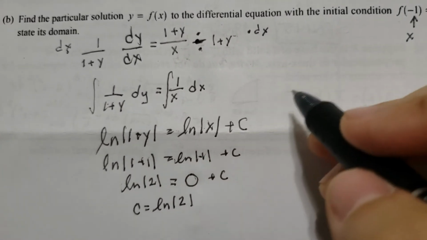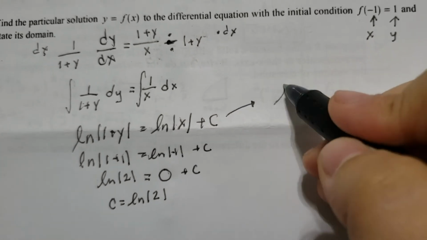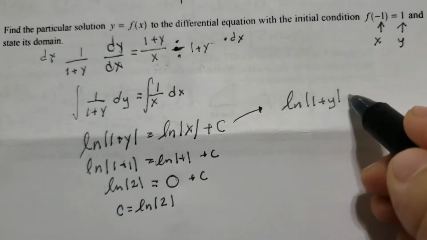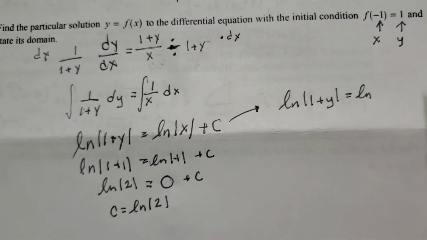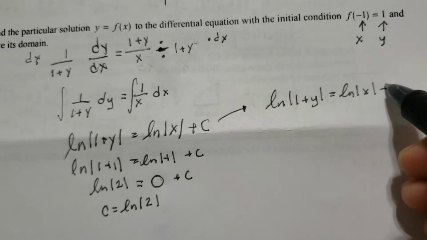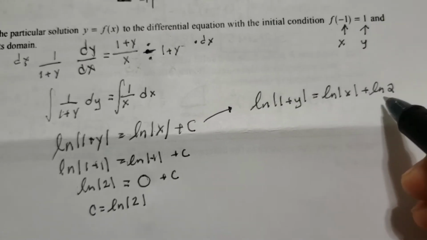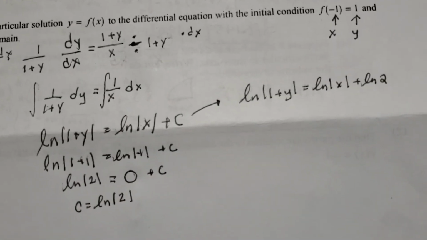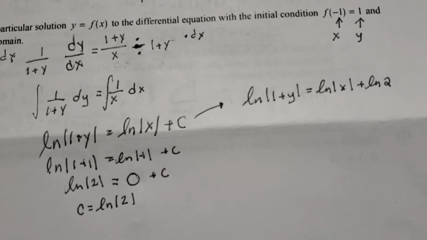Okay. And so now my equation for this is the natural log of 1 plus y equals the natural log of x plus the natural log of 2. Now, because 2 is a positive number, there's no wild variables, you can just put 2. You don't need the absolute signs anymore.